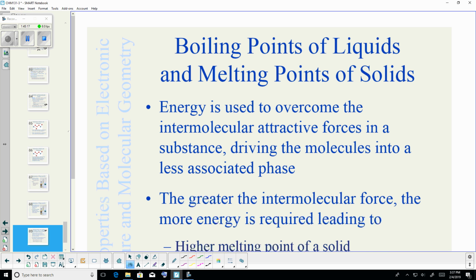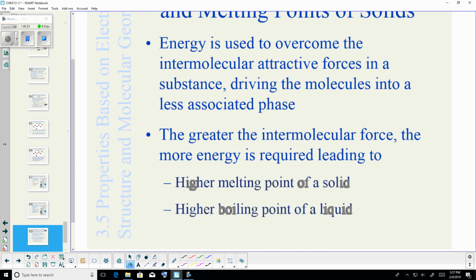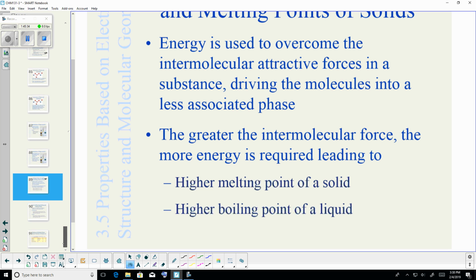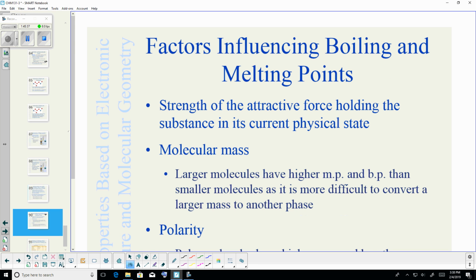So again, I talked about the intermolecular forces. The more energy required to break the intermolecular force, the higher the melting point and the higher the boiling point. So what influences that strength? Molecular mass. Everything else being equal, larger molecules have higher melting points and boiling points than smaller molecules, because it's more difficult to convert a larger mass to another phase.